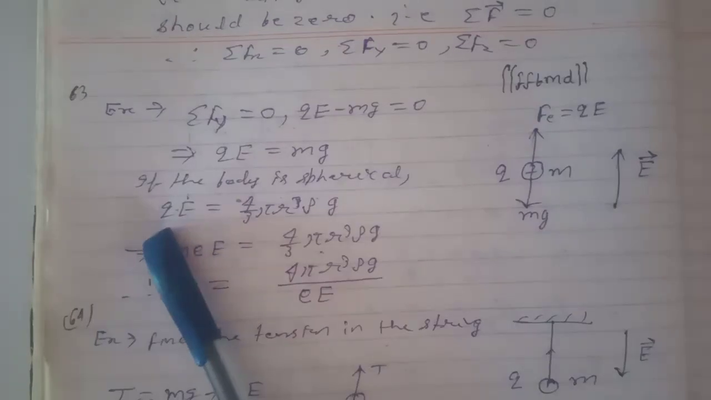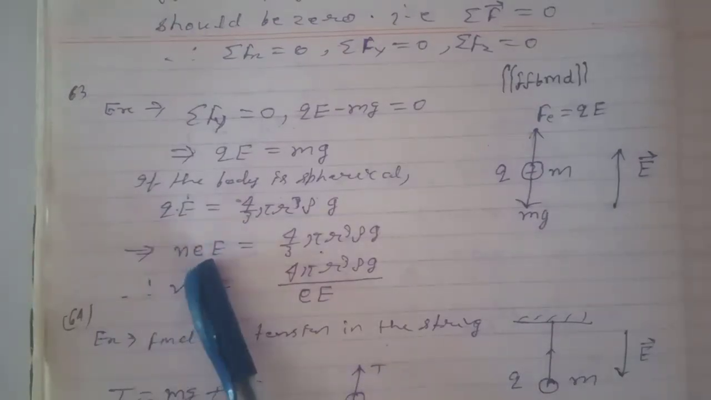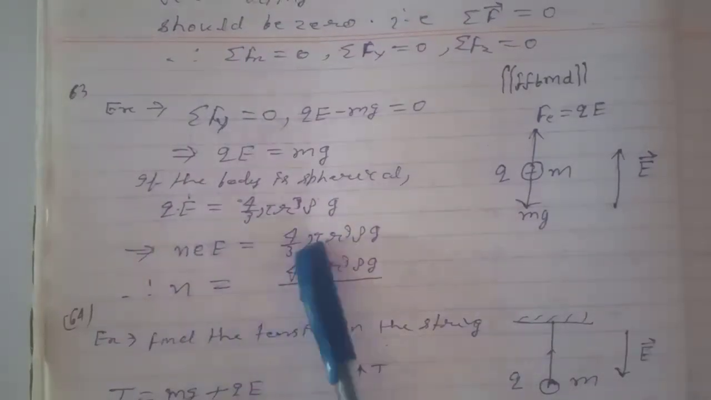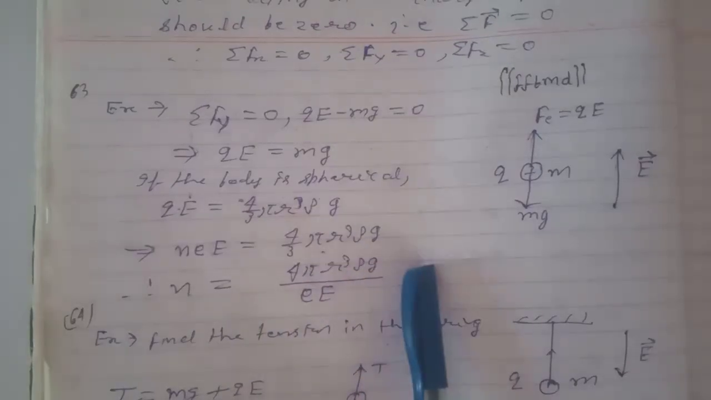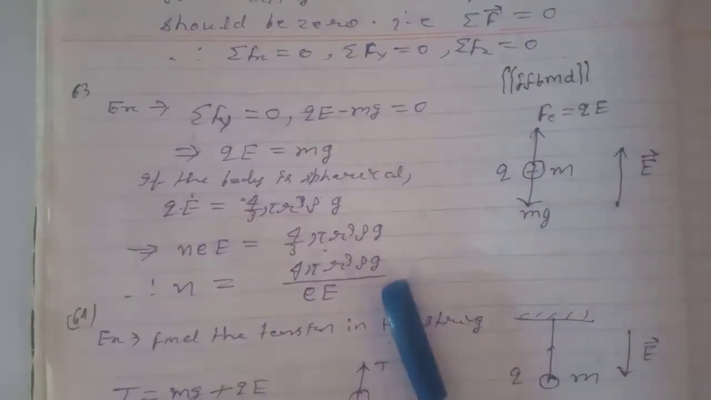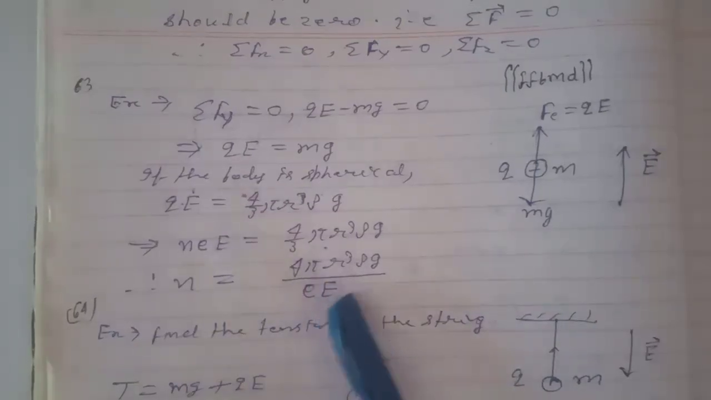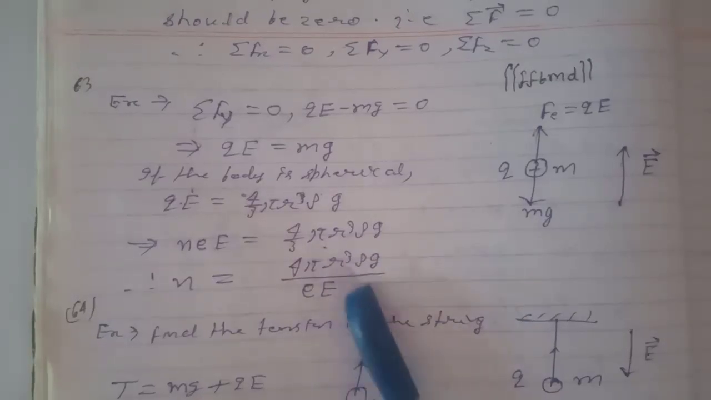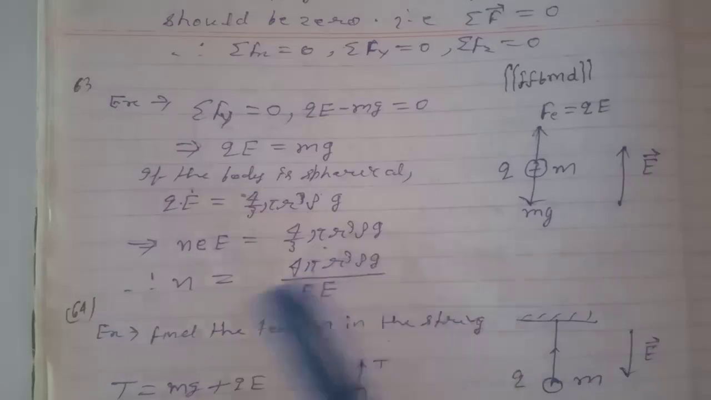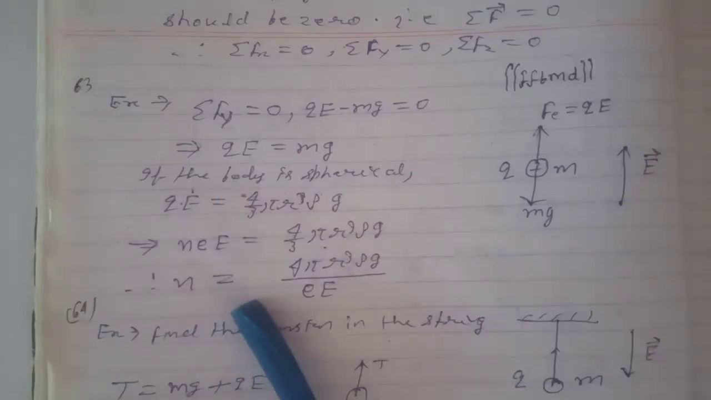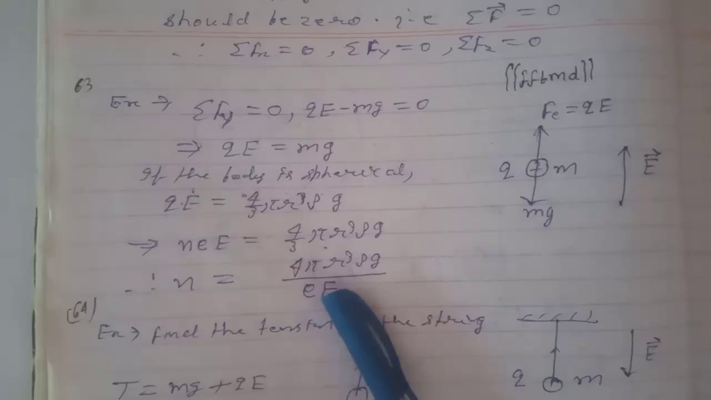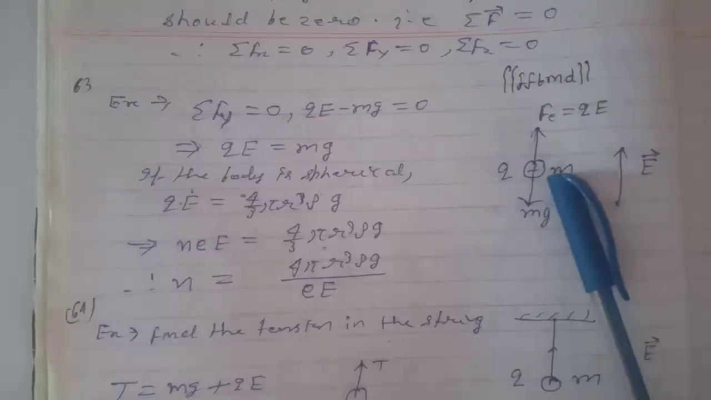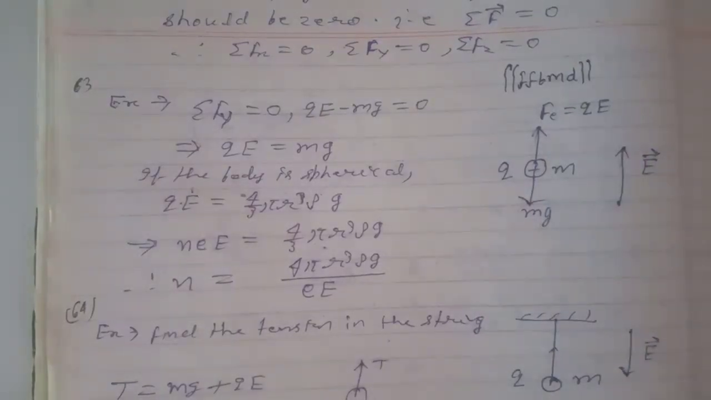Now we know that Q is written as n into e, the number of electrons into e, equals 4 by 3 pi R cube rho into g. So n equals 4 pi R cube rho g by 3 e E. So there should be a total number of electrons transferred to or from the body, so that Q charge will arise on the body and it will remain in equilibrium.